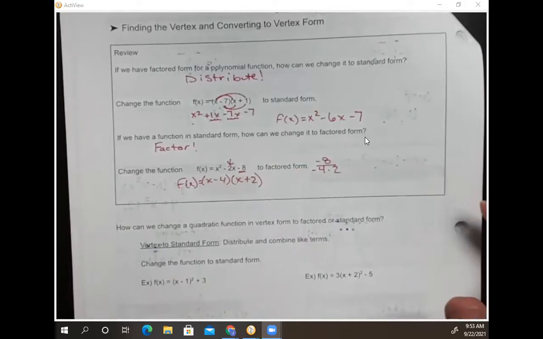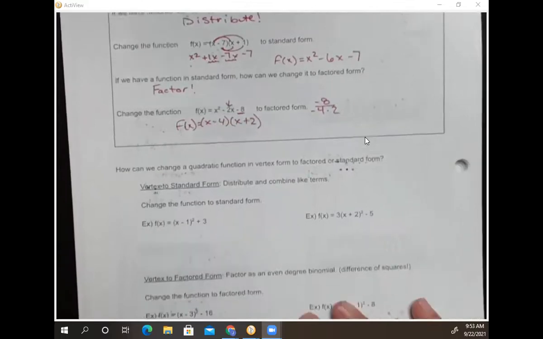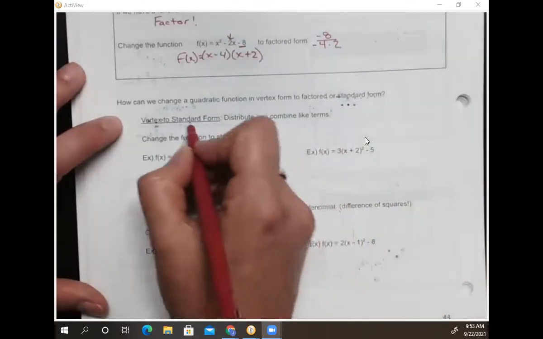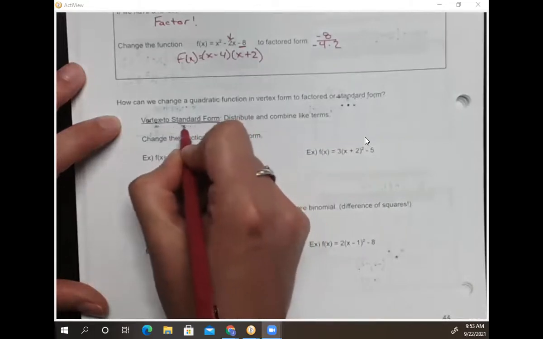What we're going to look at today is now if I start with vertex form, how do I get standard form? Or if I start with vertex form, how do I get factored form? Okay, that's going to be our focus for today. So the first thing that we're going to look at is how do I change a quadratic function in vertex form to standard form? So vertex to standard.